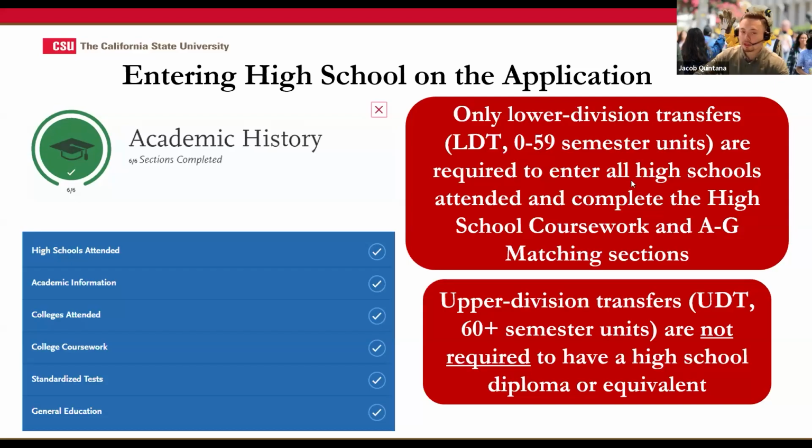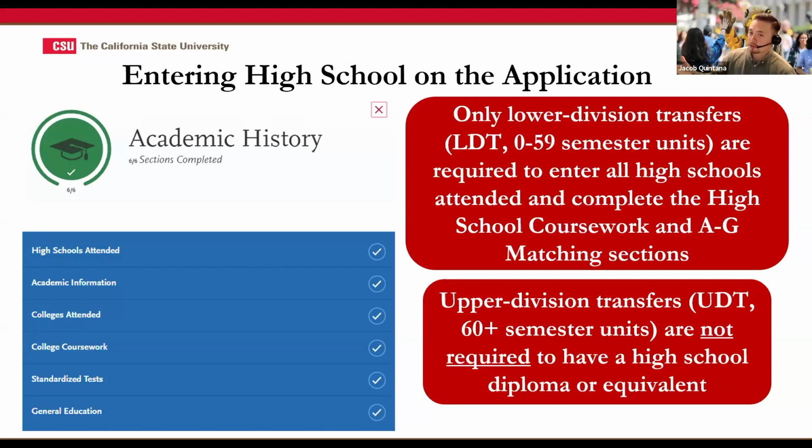So the reason I'm bringing that up is because as a lower division transfer, you're going to have to let us know what high school you've attended and the academic information from that high school. So again, your A through Gs, your 2.5 GPA, C minus grade or better. Okay. However, as an upper division transfer student, meaning 60 units or more, you really just have to let us know what high school you have attended so we can go ahead and take a look at it. But again, we're not going to look at that information or ask you for any of that information as an upper division transfer student, only as a lower division.